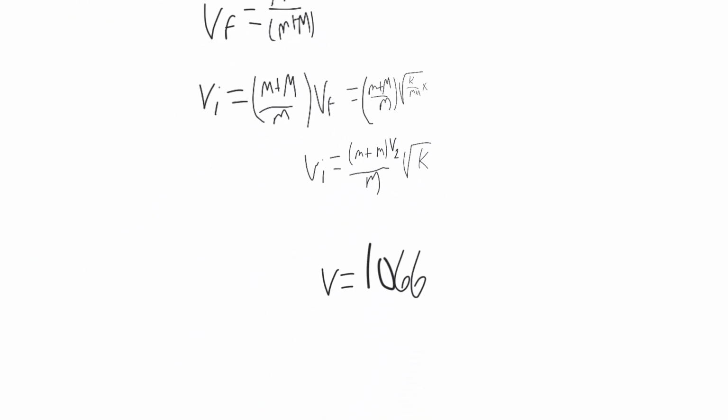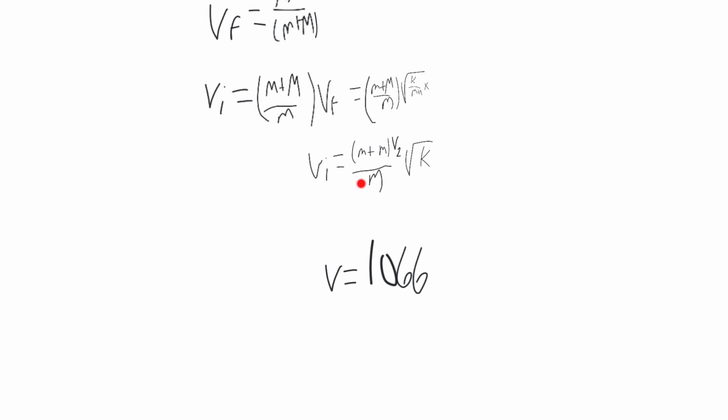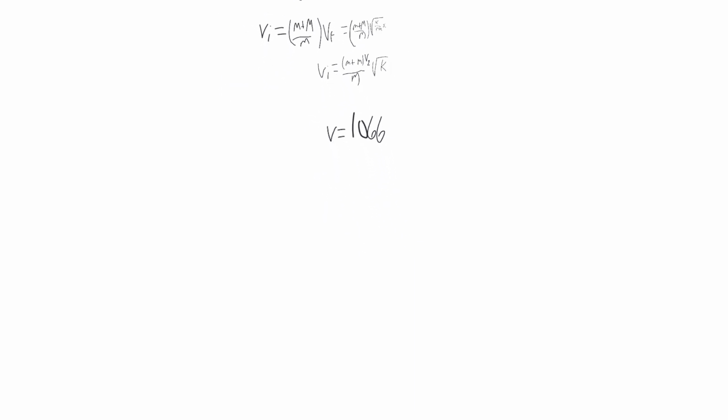So basically what we end up with is this. The v initial is going to be equal to m plus the other mass, over m, times the square root of k, and that should give us the answer. Once you plug in everything that's given in the problem, it should be around 1066.